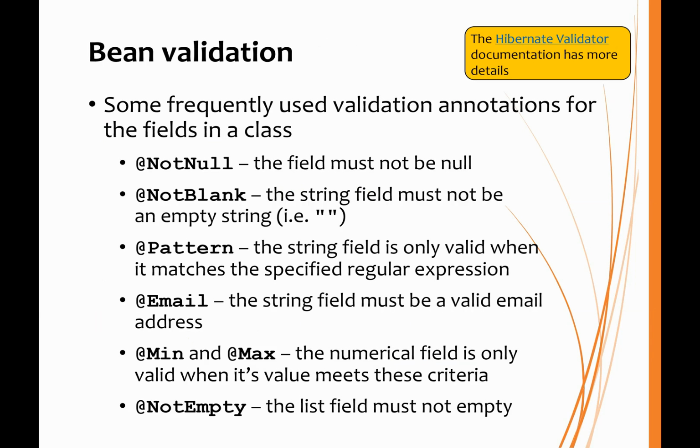With bean validation, we will put one or more validation annotations against each field that needs to be validated. And here are some of the frequently used annotations: @NotNull, @NotBlank, and so on. These are pretty self-explanatory, so you don't need a detailed explanation of each. The point is that when an object of this class is validated, these annotations will define what kind of validation must be performed on each of the fields.